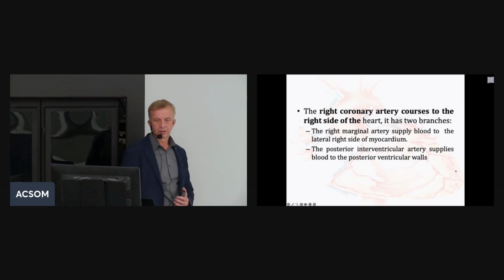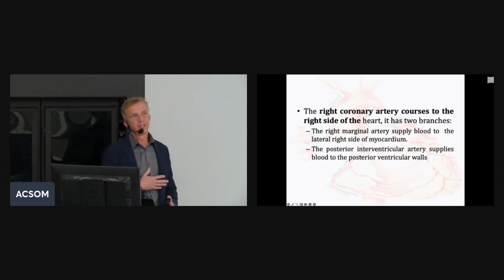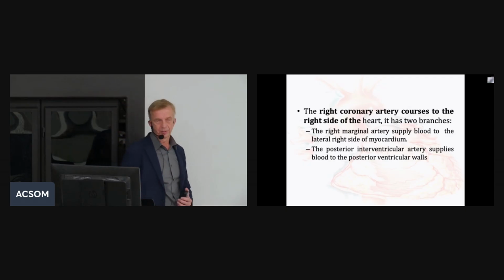The right coronary artery has two main branches. The right marginal artery supplies blood to the lateral right side of the myocardium. And the second is the posterior descending or posterior interventricular artery that supplies the posterior and lower portion of the heart, the one that sits on the diaphragm.